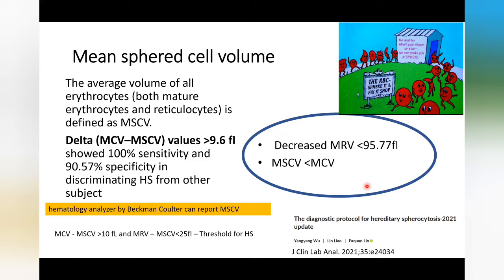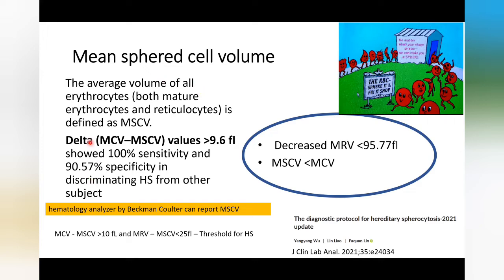So this volume together of RBCs and spherocytes is called MSCV, that is mean sphered cell volume. So here mean sphered cell volume is the volume of RBCs as well as spherocytes, whereas MRV is the volume of your reticulocytes. So they calculated a value called delta. So what was delta? Delta was MCV minus MSCV, that is mean sphered cell volume.